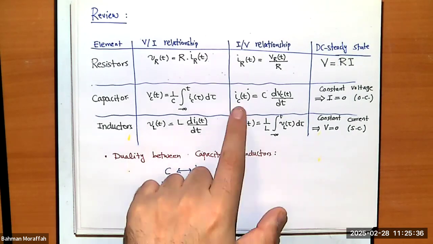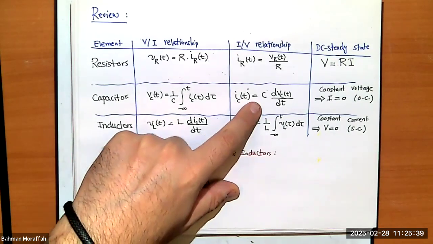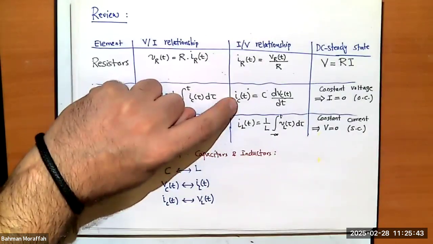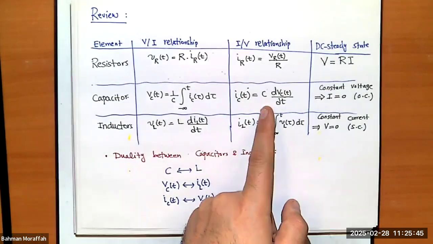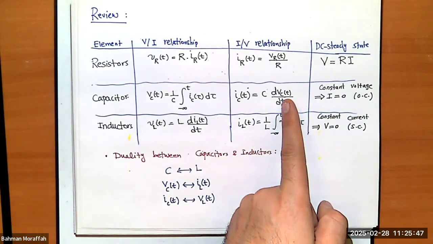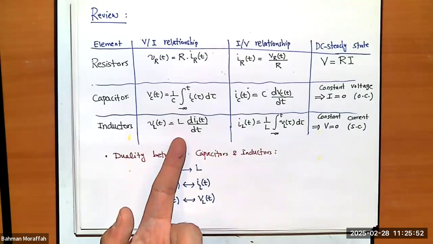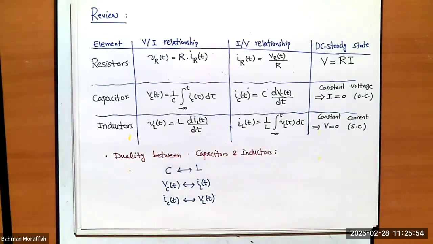For example, if I look at this IC of t, which is C dVC dt, if I change IC by VL, C by L, and VC by IL, I exactly get this equation, right? And it's true for every other equation that we have. So in that sense, there is a duality there, right?